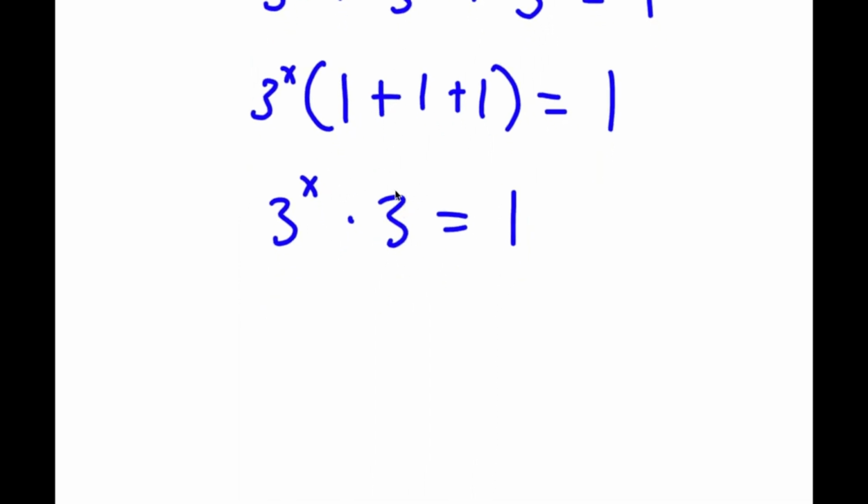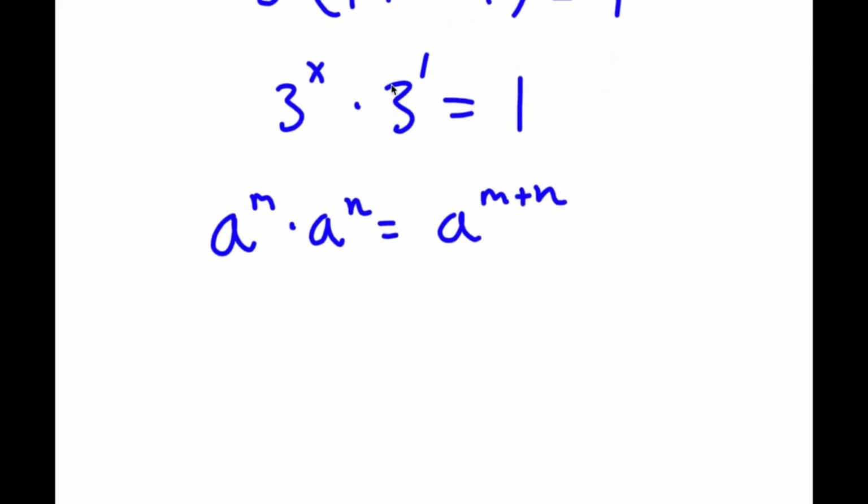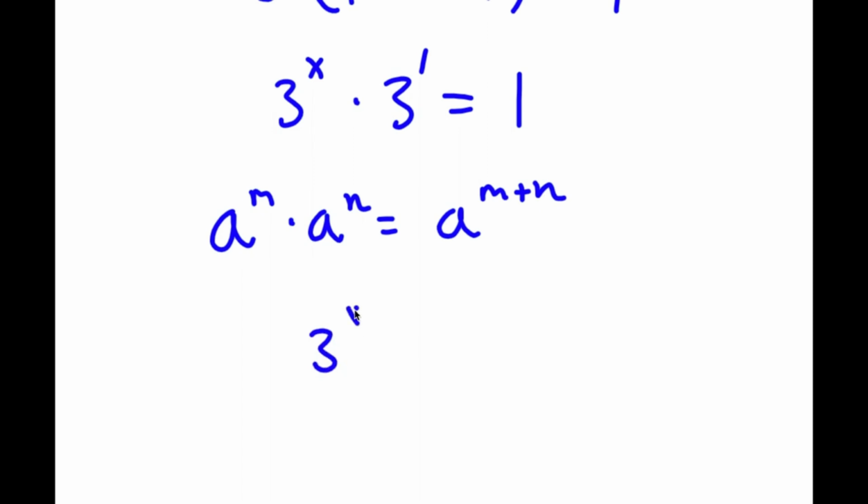Now 3 here is the same thing as 3 to the power of 1. And if I have something in the form a to the power of m times a to the power of n, this is equal to a to the power of m plus n. So in this case, 3 to the power of x times 3 to the power of 1 is going to equal 3 to the power of x plus 1, which is equal to 1.